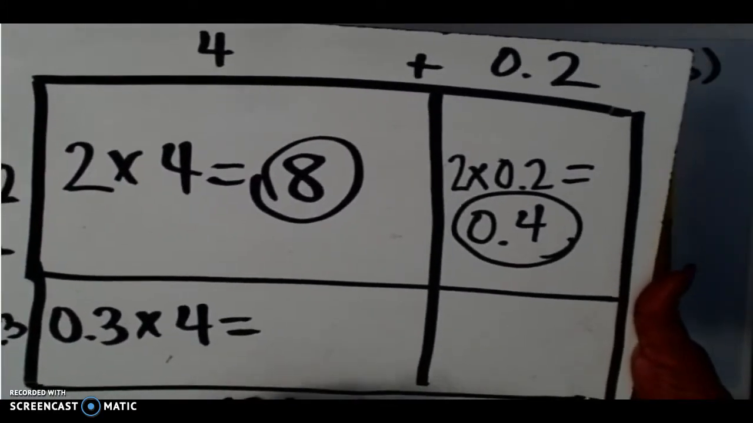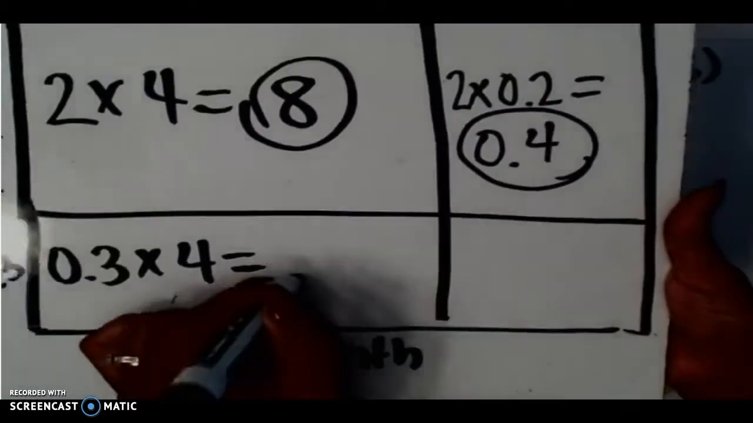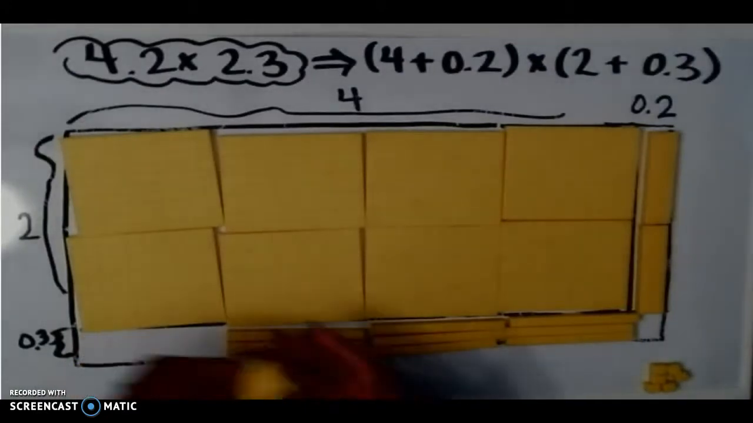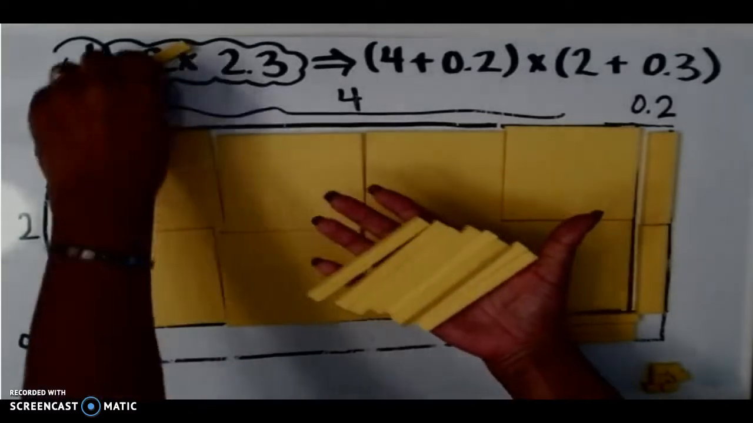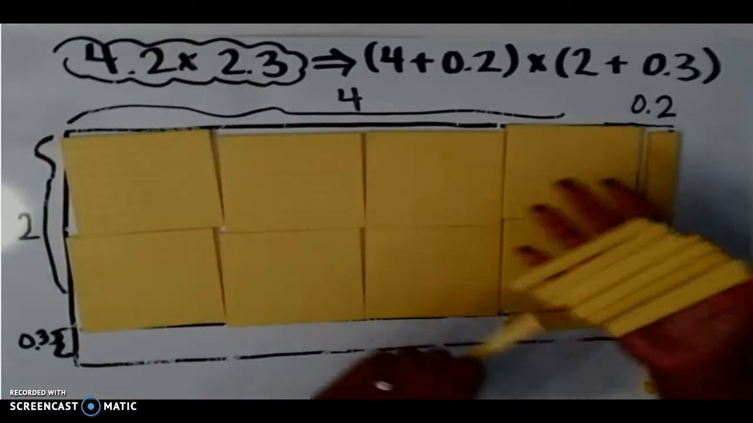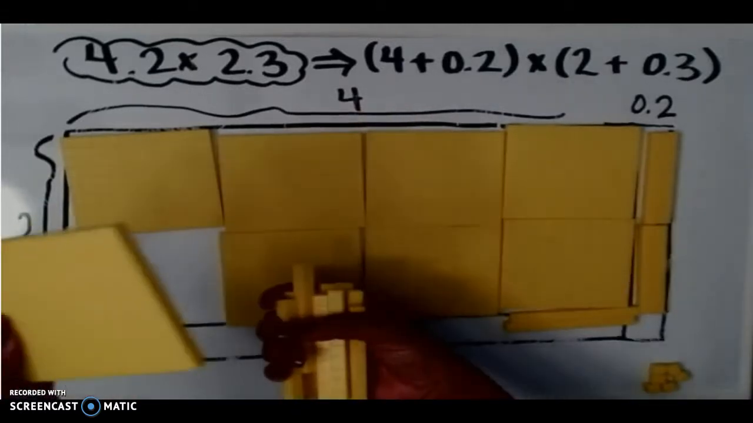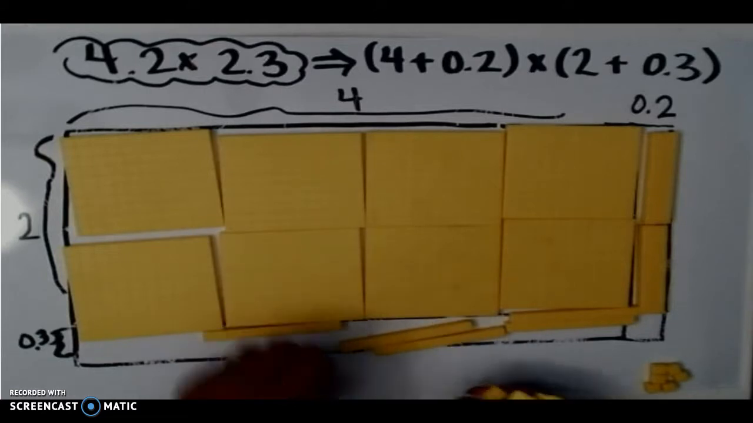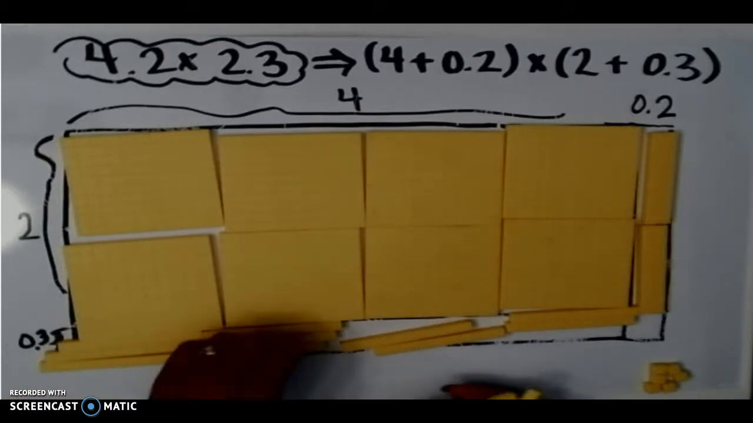So I know that I can't write 12/10 like that, because I know that I can trade out once I have a total of 10/10. I can trade this group of 10/10 to get another flat. So really 12/10 totals one whole with 2/10 left over.